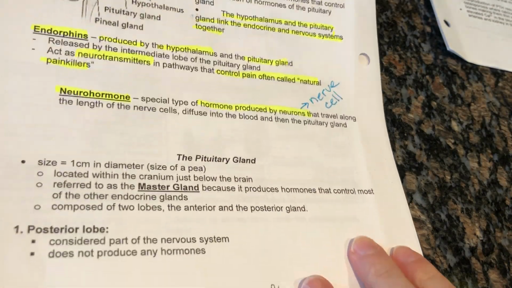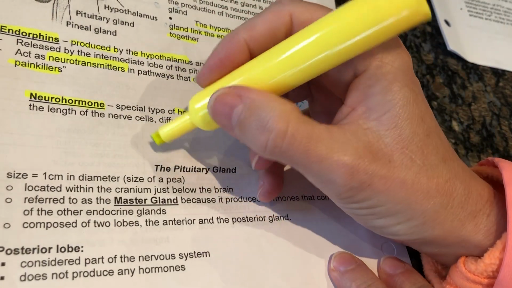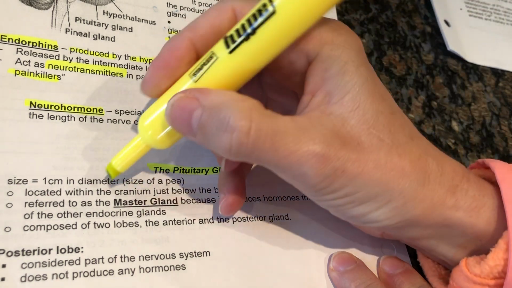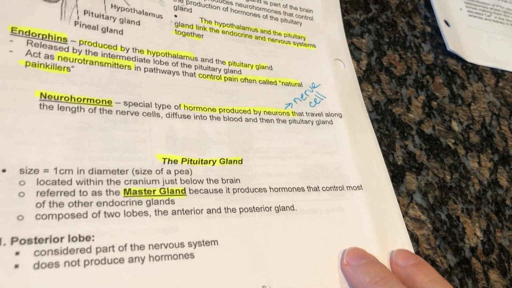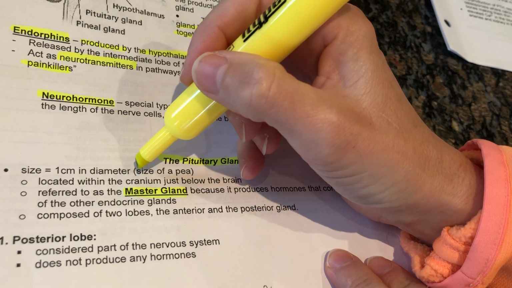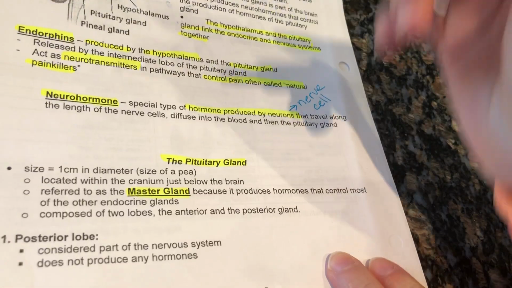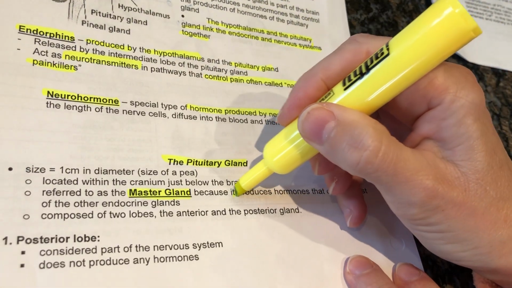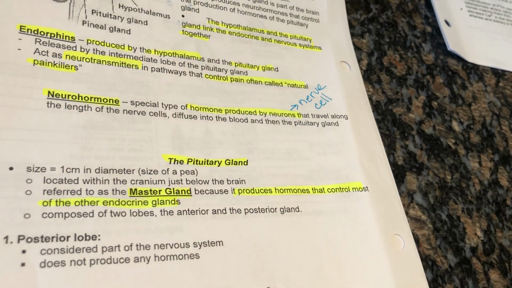Now let's look at the first of the endocrine glands, called the pituitary. Well, it's not the first because I looked at the hypothalamus with you, but this is the master gland, is what I want to tell you. This is the one that is in charge of so many other glands or so many other hormones. It's 1 centimeter in diameter, I'm not going to ask you about that. It's located within the cranium, just below the brain. So again, it's right here, hanging off, okay? It's referred to as the master gland because it produces so many hormones that control almost everything else in your body, okay? So it controls most of the other endocrine glands.